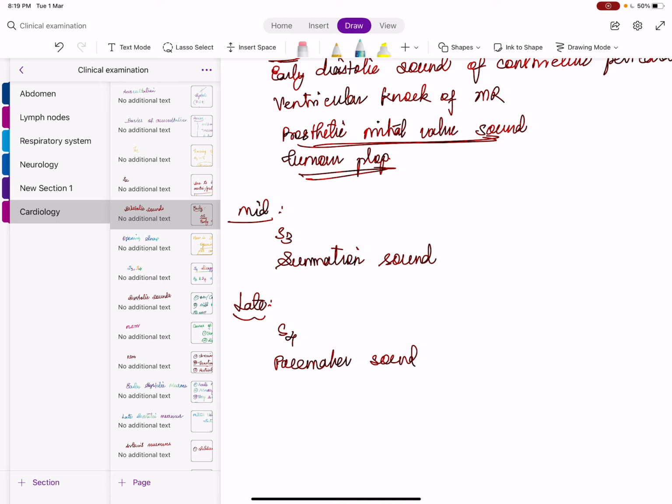Can both components be absent? Can S2 be inaudible? It can be. Again, it is normal in older adults. I already told you in older adults, the P2 is not heard, it is normal. But older adults also have calcification of the aortic valve, right? I told you a calcified valve will not produce a sound. So A2 will not be heard. There is increased AP diameter of the chest, so P2 will not be heard.